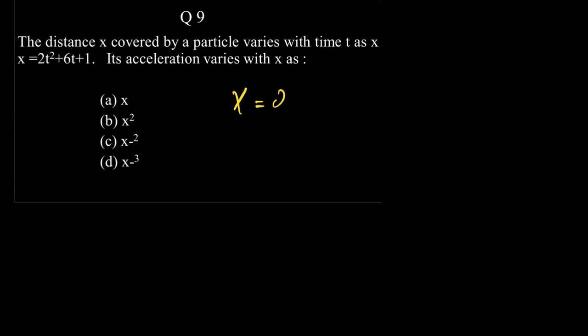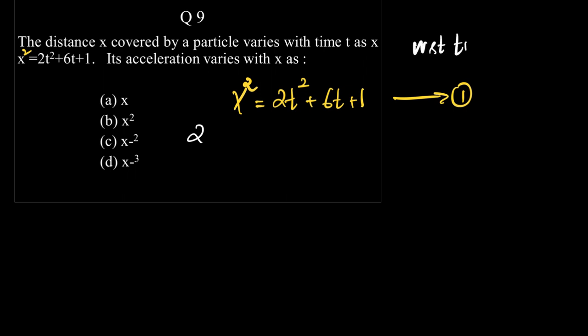So x is given as 2t squared plus 6t plus 1, right? Now, I think there is a minor error in the question, it should be x square instead of x. So this is x square, right? Now, if we differentiate this equation, let me mark this as equation 1, what do we get? See, when I say differentiation, I should specify with respect to what. So here, differentiation means with respect to time.